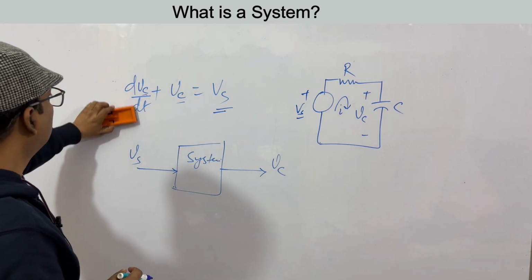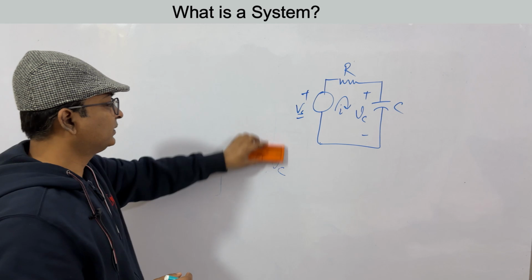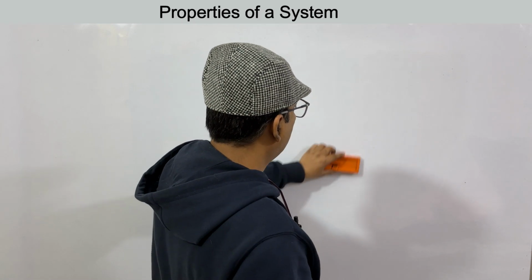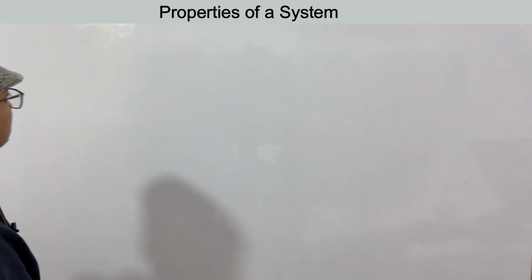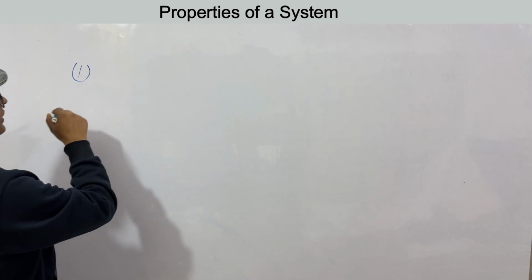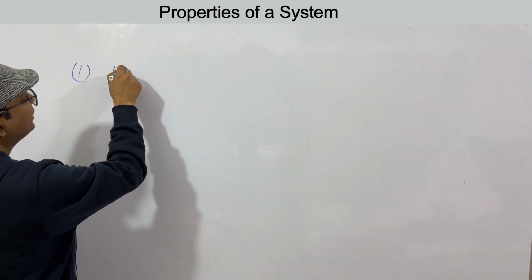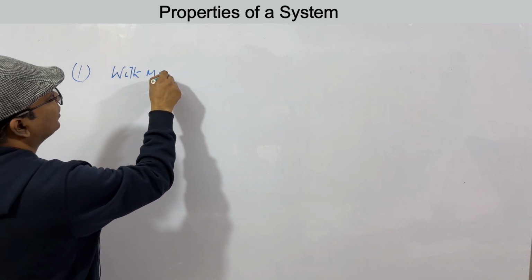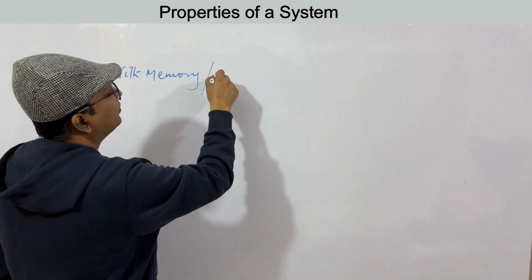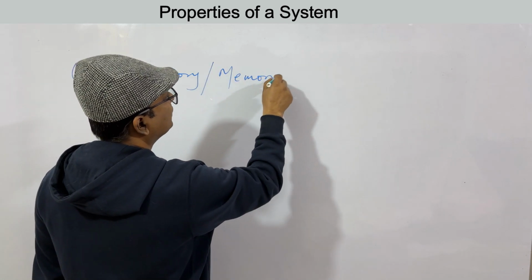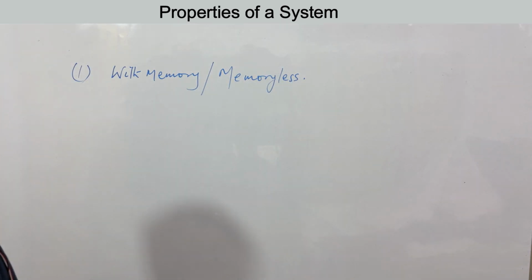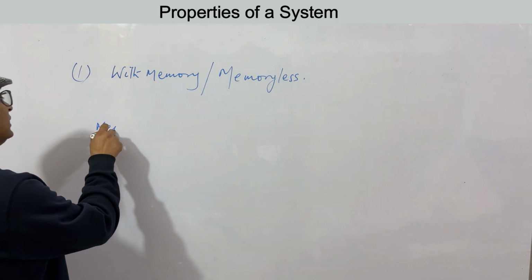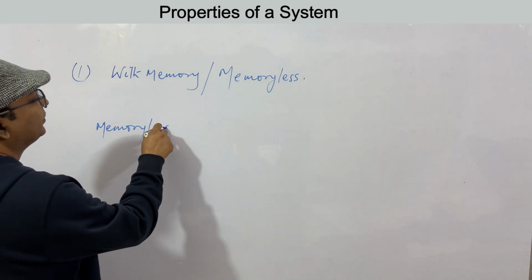Okay, so now we see the first property of a system. Altogether we'll see 6 different properties of a system. The first property is whether a system is with memory or is memoryless. This is the first property. First of all, let's consider a memoryless system.